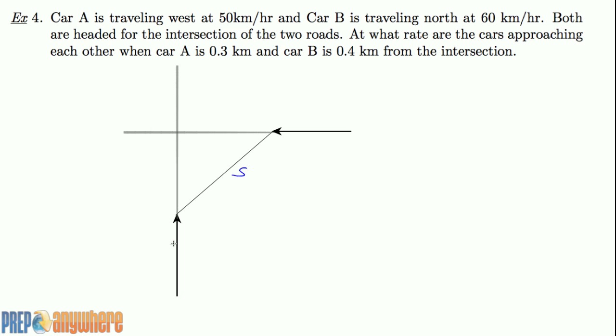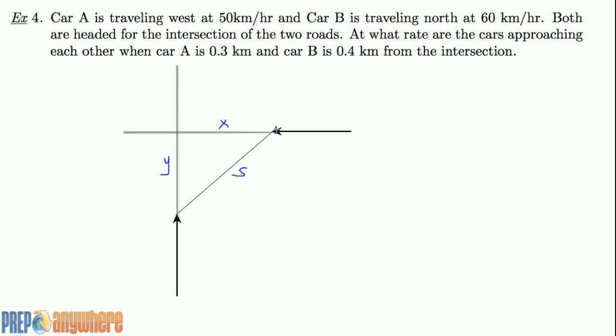Let's call that S. Usually we don't use D because then we get a DD over whatever. So we use S for just distance. And let's call this our X and this our Y, because this is on the X-axis and this is on the Y-axis. Now, X and Y are referring to distance.